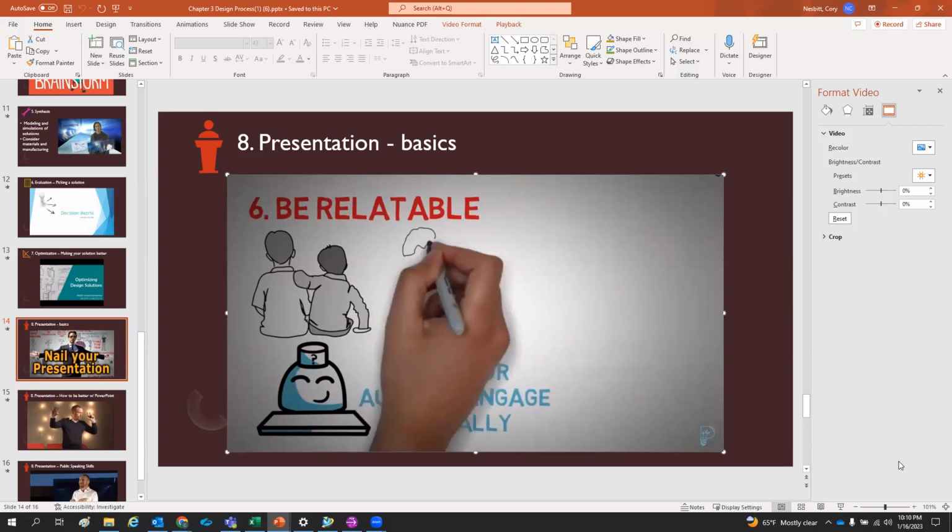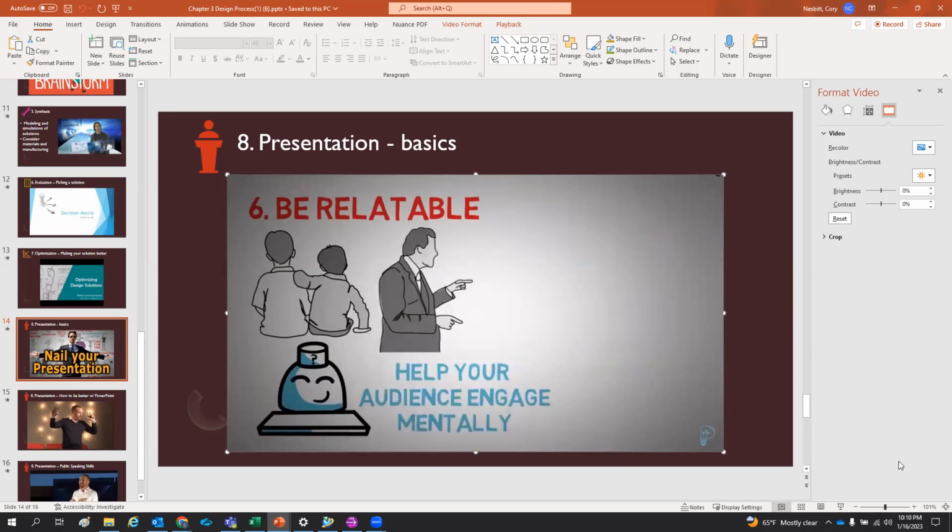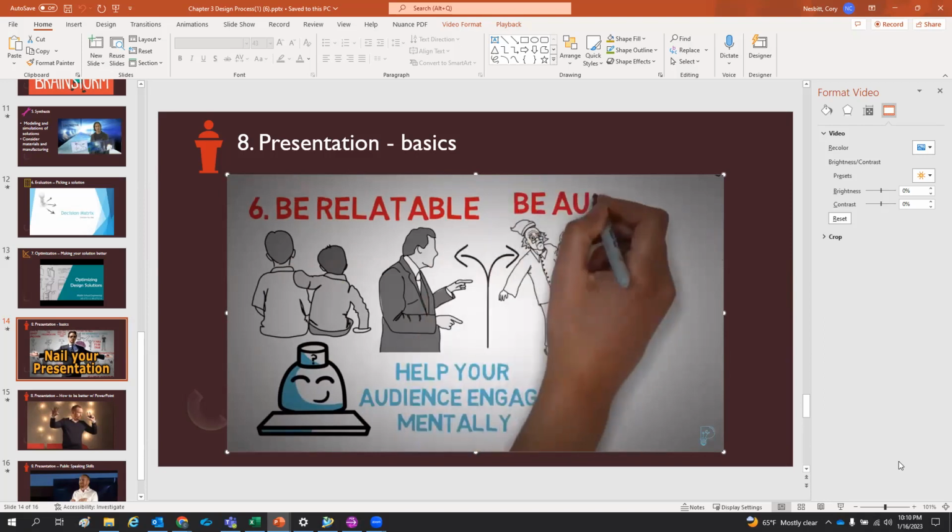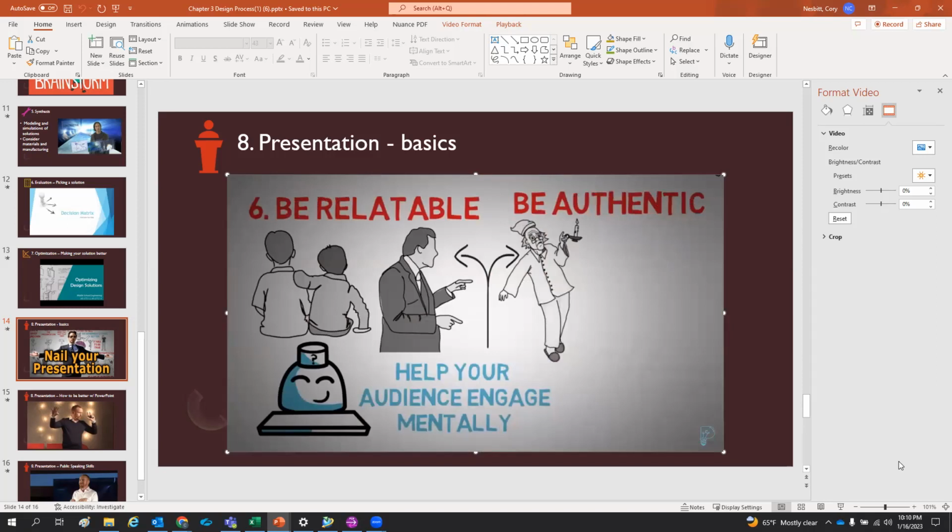Most people don't feel comfortable going up and talking to a stern authority figure, and no one wants to listen to someone with no confidence. So there's a fine balance you need to strike, and here's how. The most important thing you can do to come across as more relatable is to be authentic.